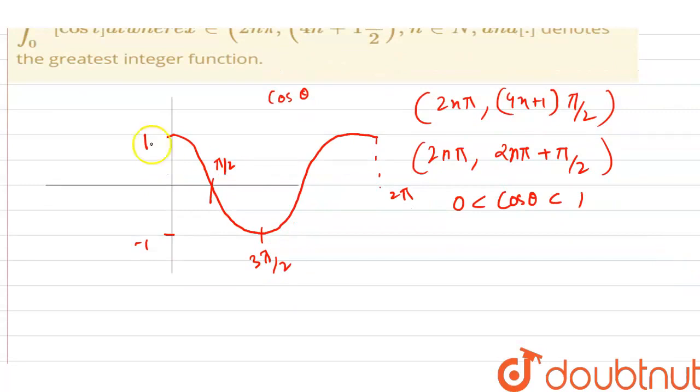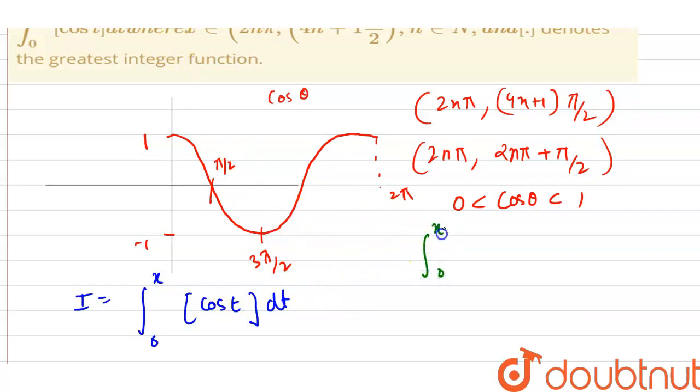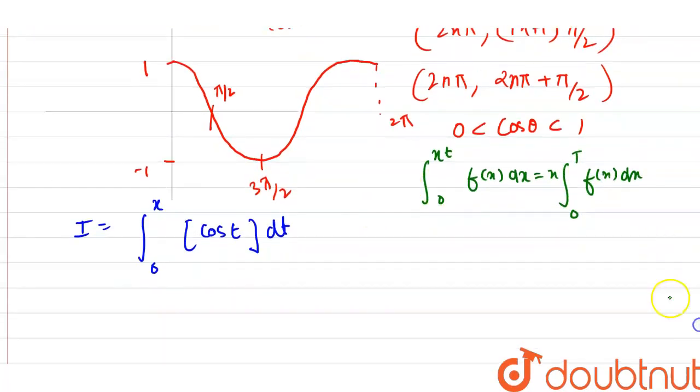Right. So now guys, let's start solving this question further. It is given that I is equal to the integral of the greater integer of cos t dt from 0 to x, right student? But there is one property of integration which says that the integration from 0 to nT of f(x) dx can be written as n times the integration from 0 to T of f(x) dx. So we just have to use this concept in our integration. We have to convert it.